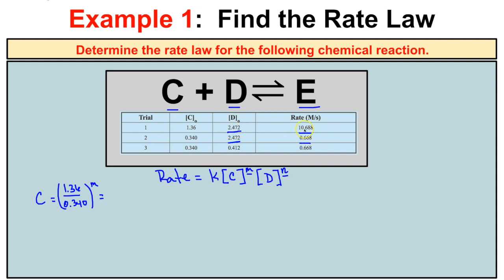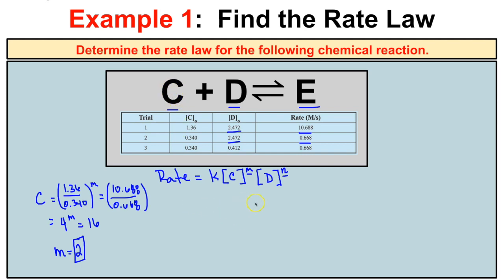And so if we take a look, we have these 2 rates right here. We're going to take the larger of those 2, which is 10.688, divided by 0.668, the lower of our 2 rates. And when we put this in our calculator, we'll get 4 to the power of M equaling 16. And so if we take a look, what's going to complete this expression? Well, 4 to the second power, or 4 squared, equals 16. So M here equals 2. So in respect to C, we have a second order reactant in C right here.